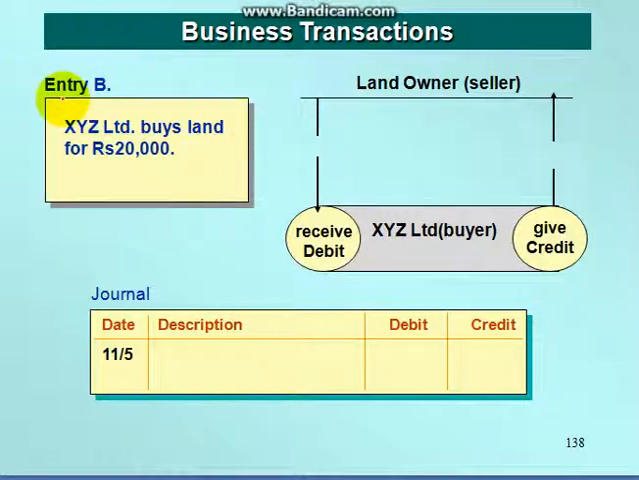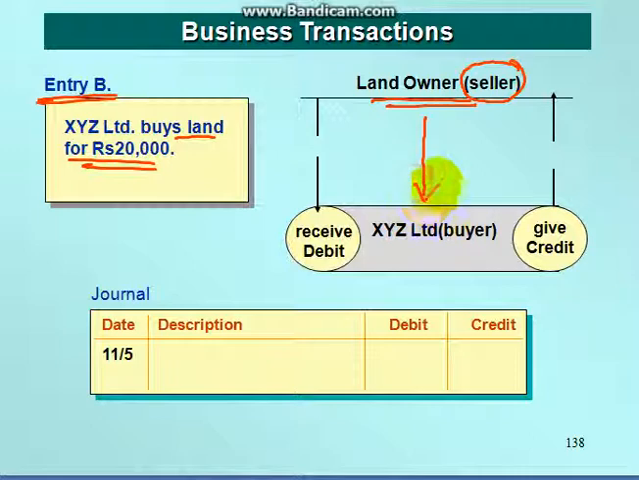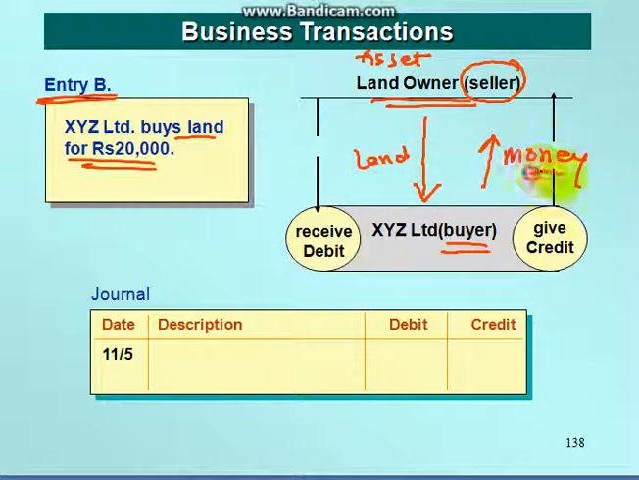Let us take another entry. For example, this is entry B. Now XYZ buys land for rupees 20,000. So here is the landowner. He is selling the land to the firm XYZ. Now XYZ is the firm who is actually buying the land. So land is what? Land is nothing but the asset. Now land will not come free of cost. Some money we will have to give, right? So here there is incoming side of land and outgoing side is money.